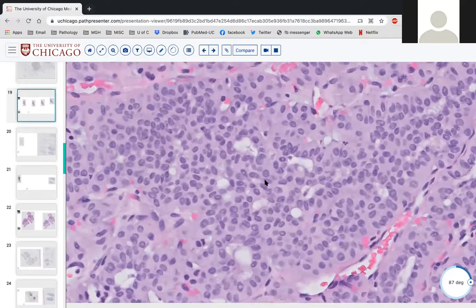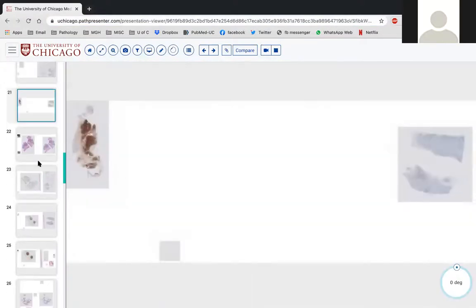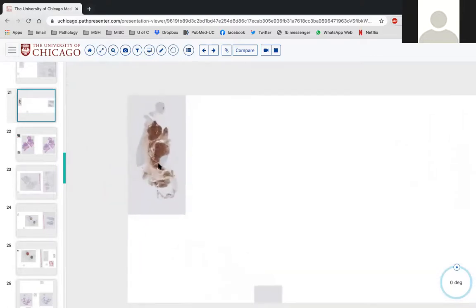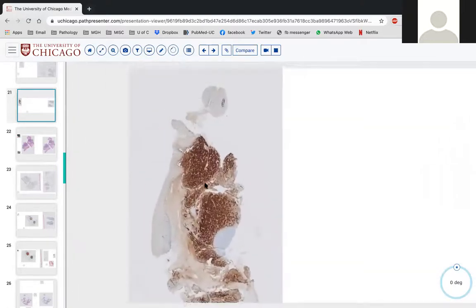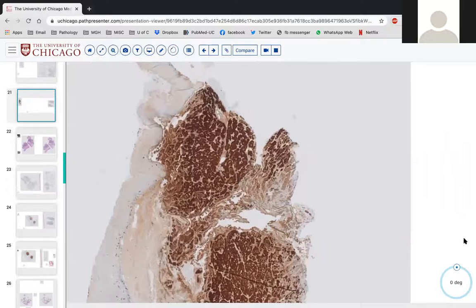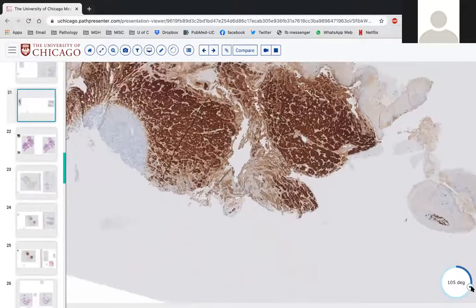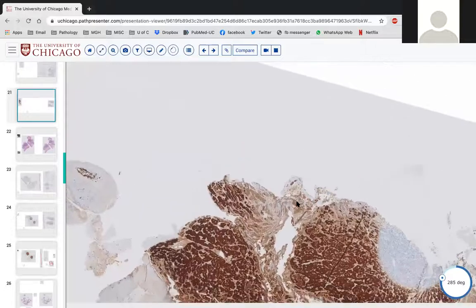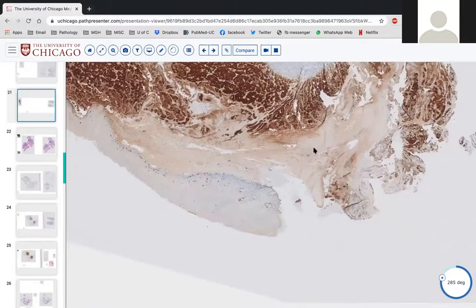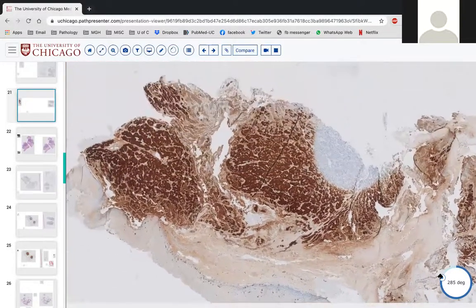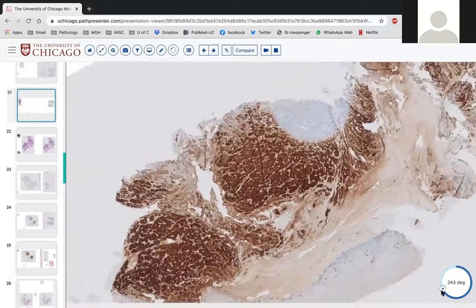Okay. Did you want some stains? Sure. Maybe an S100. Good choice. Okay, I just want to make sure I'm clicking on the right one. Yep. I think we have an S100. It looks super strongly positive. Yeah. Then I think that the acinic cell would be ruled out based on that. That's what I think. Okay.